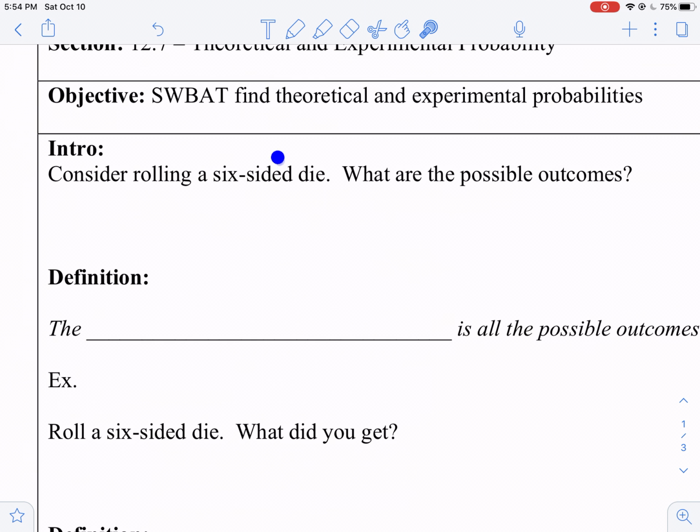If you roll a 6-sided die, what are the possible outcomes? Well, you can either roll a 1, or a 2, or a 3, a 4, a 5, or a 6. So we say that our outcomes, we put them in curly braces, which look like this.